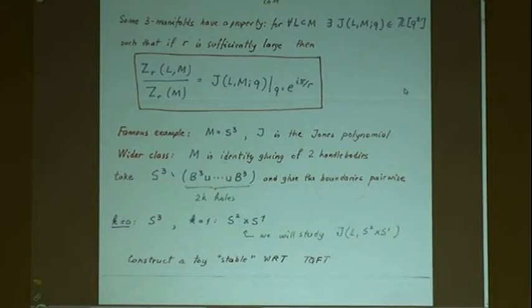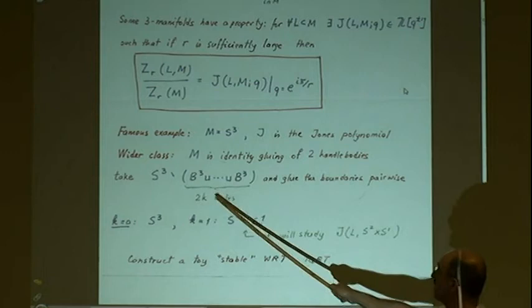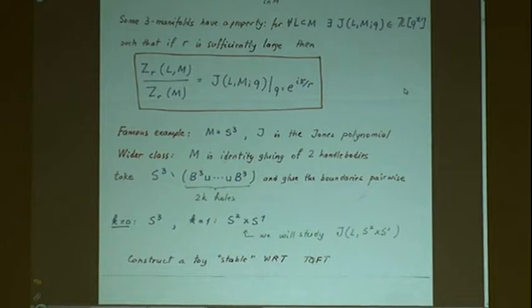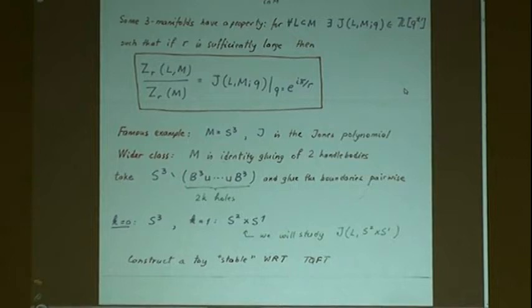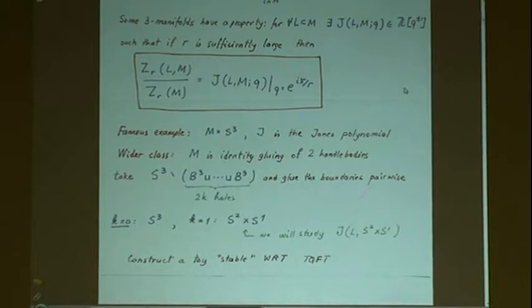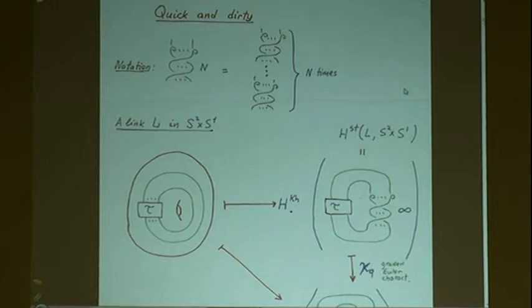We will study the case when you make two holes and glue their boundaries together, so you get S2xS1. So we want to study and categorify this polynomial for S2xS1, and construct the corresponding categorification of the stable Witten-Reshetikhin-Turaev invariant. So let me give a quick and dirty exposition in case I don't have enough time to present the whole story. So let's use the following notation.